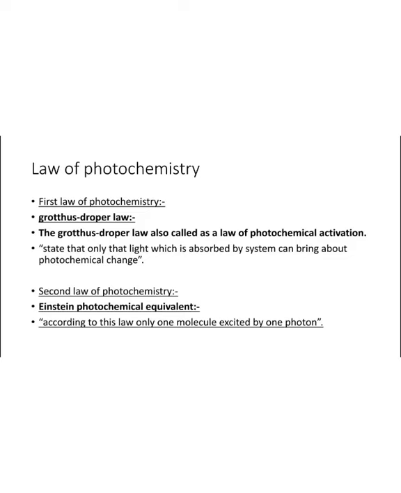Let's take one example. Consider one atom, and this atom is given energy externally in the form of light. The atom is in the ground state, then the atom absorbs energy and goes to the excited state. This type of system undergoes photochemical change by absorbing the light.